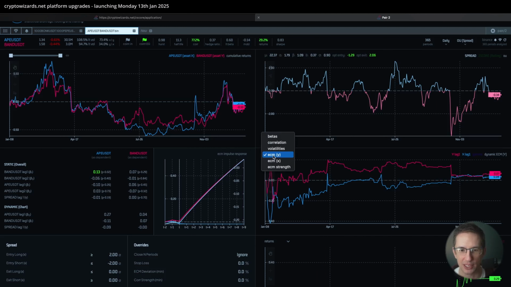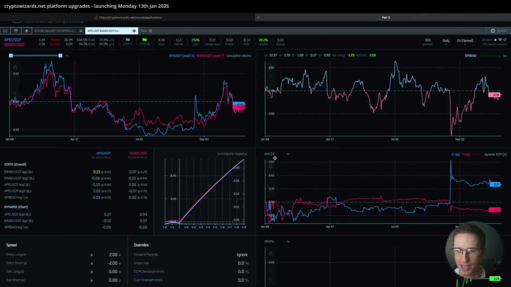So this band USDT, I can also look at it based on X. And this would look the same if I flip these two assets around in terms of X and Y, but this just saves you doing that. So how do they relate to one another?